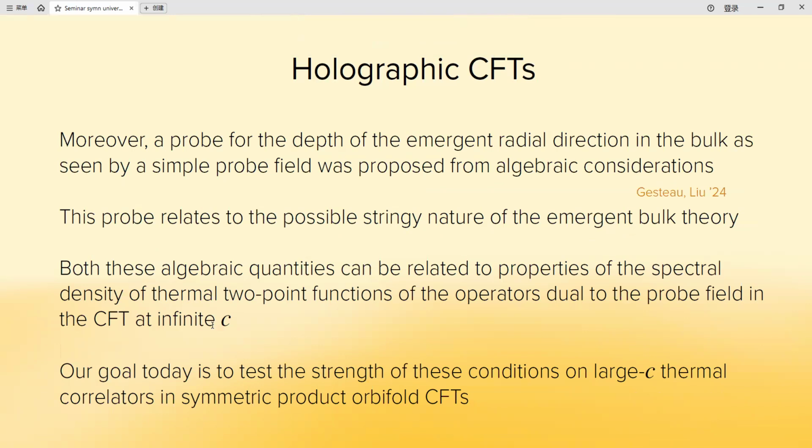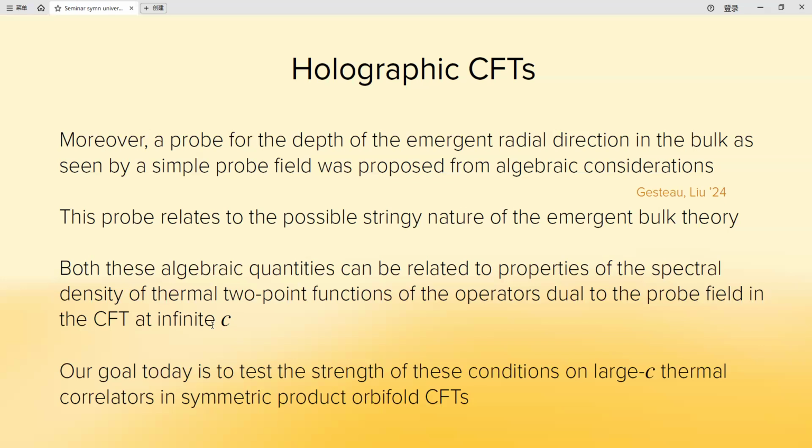Moreover, last year there was another paper with the same goal in mind. And Sto and Hong Liu proposed a probe for the depth of the emergent radial direction in the bulk, as seen by a simple probe operator or probe field, using algebra considerations. And this probe was related to the possible stringy nature of the emergent bulk theory. And both these algebraic quantities, the type and this causal depth parameter, as they called it, are determined by the spectral density of thermal two-point functions of the operators in the dual CFT, dual to the probe field at infinite central charge.